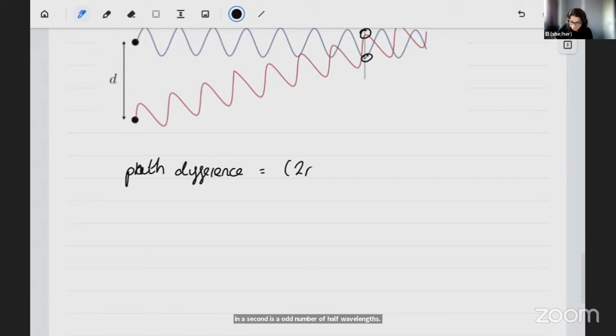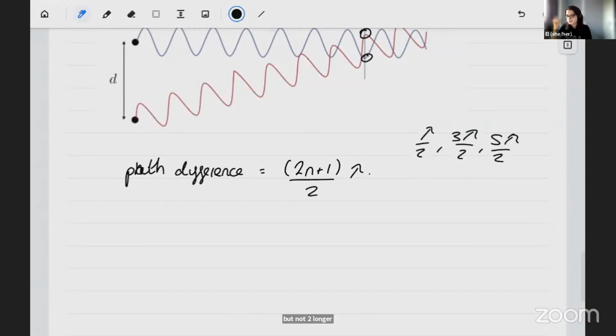So let me write that down. What I mean by that is lambda over 2, 3 lambda over 2, 5 lambda over 2, etc., but not like 2 lambda over 2, 4 lambda over 2, which is just lambda and 2 lambda. So we need an odd half integer of a wavelength. So those are the examples that we're going for.